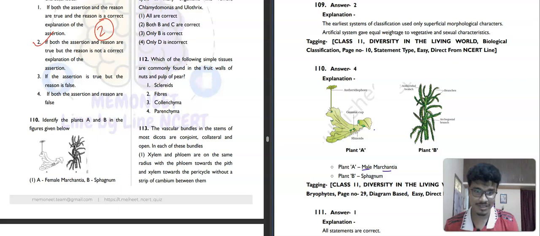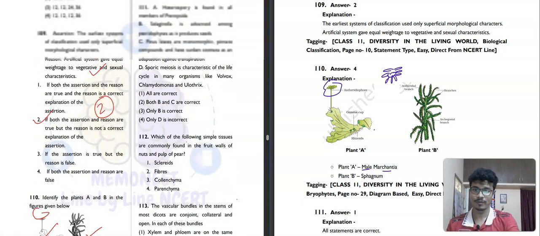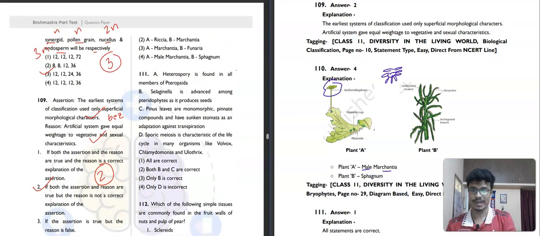So male Marchantia, you can see this type is like my hair. You can see that it is curly kind of, not proper. But in the female part you will get something like this, proper arrangement. This is the female Marchantia. If you get the figure, you will see that this is the female Marchantia and this is the male Marchantia. In this way you can identify. And this plant B is sphagnum. So our correct answer will be option number 4. A is male Marchantia and B is sphagnum. I hope you remember this example till your NEET 2025.